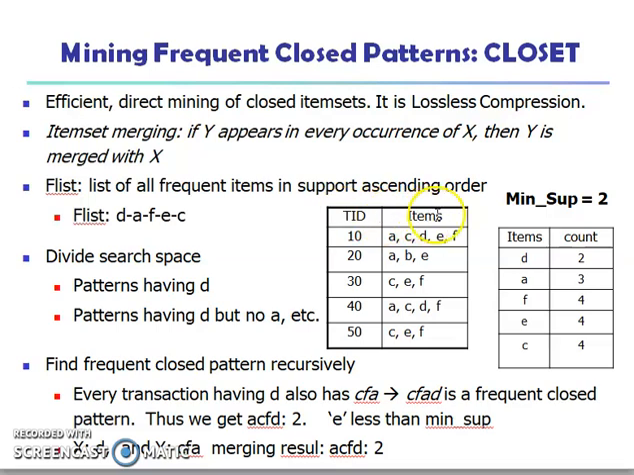Now we will take this table. Here we have transaction IDs 10, 20, 30, 40, 50, and items ACDEF, ABE, CEF, ACDF, CEF. So for each transaction ID, we have an item set. Now we will try to find out how many items are available here and the support count for each item. For example, A is available in item sets 1, 2, 3, so the A count is 3.